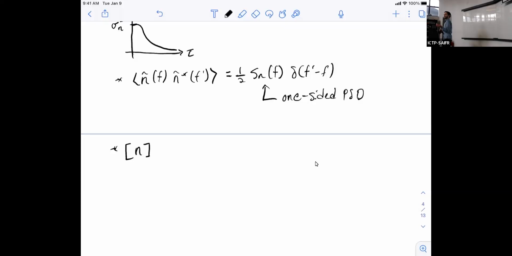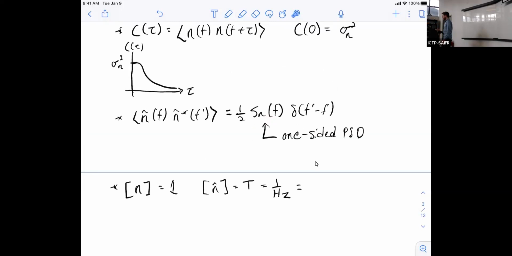So the units of the noise are unitless, because we're talking about dimensionless strain. But notice that means that the units of its Fourier transform are not dimensionless. The Fourier transform introduces units, and so the noise in the frequency domain has units of time, or 1/Hz. The PSD is also going to be defined as the Fourier transform of this correlator function.